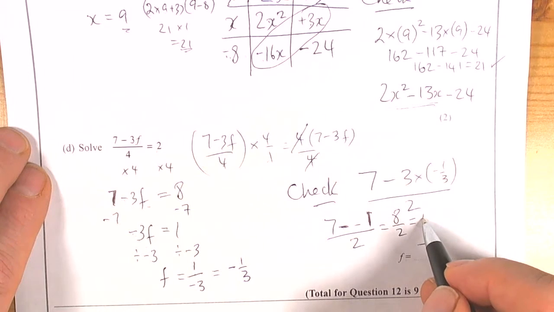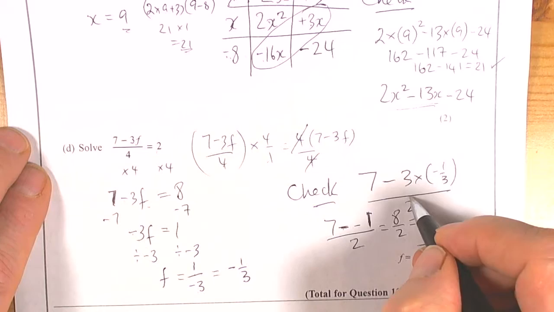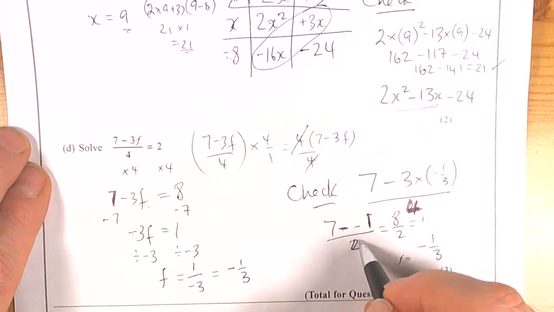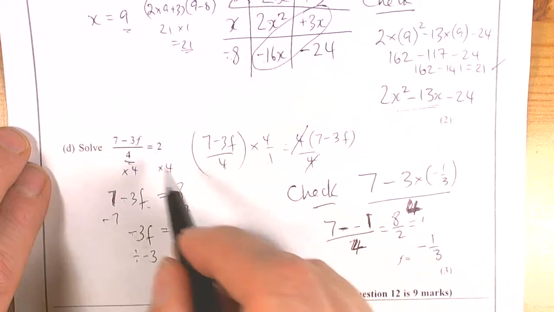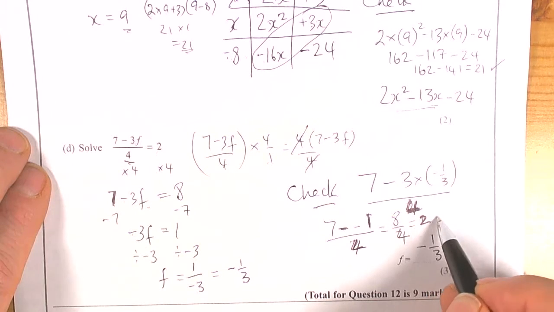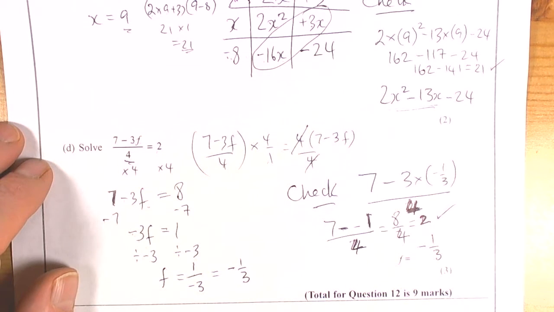So that answers, no, it was over 4 originally, I don't know why I wrote a 2. So it's worth checking, because I made a silly error there. It was over 4 originally. So 8 over 4 is 2. So our check worked. Okay, so a lot of algebra there, but with a bit of practice, shouldn't be too bad.